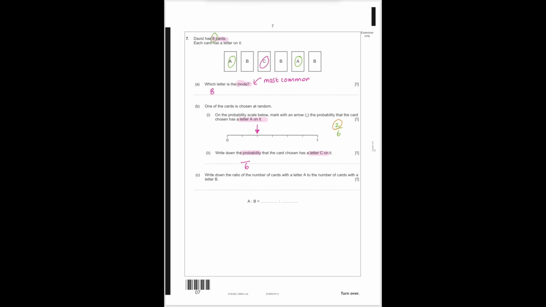Part C. Write down the ratio of the number of cards with a letter A to the number of cards with a letter B. Okay, so we want the ratio of the letter A to the letter B. Well, there are 2 cards with the letter A, 3 cards with a letter B. The only reason why I didn't write that straight on my answer line was just in case there was any requirement to simplify. There isn't, so I'm going to write that as 2 to 3 on my answer line.